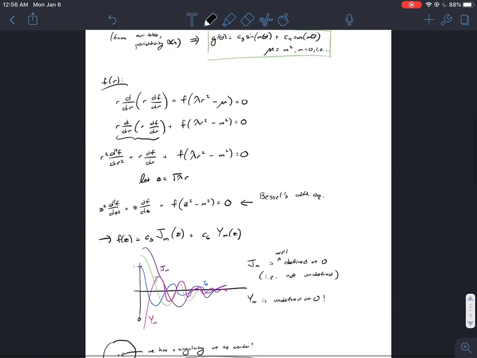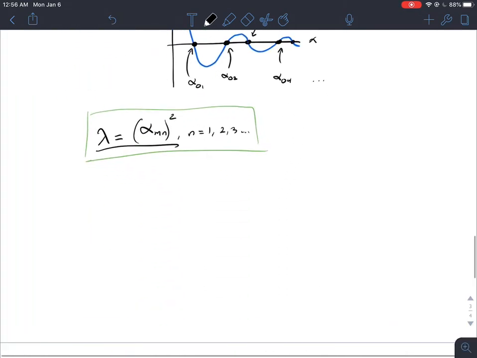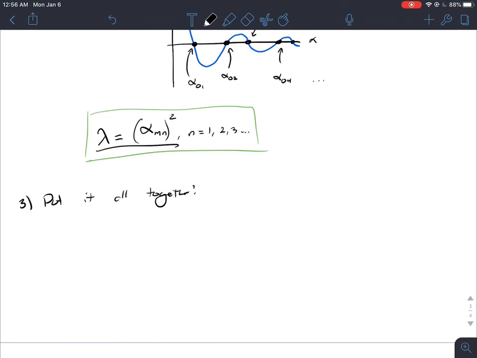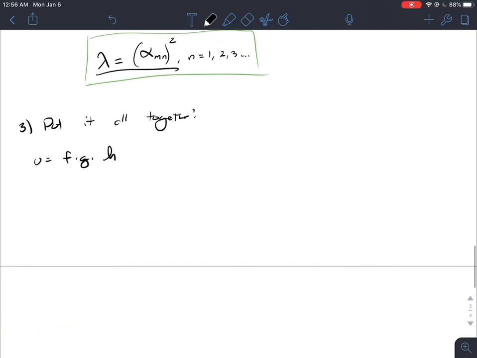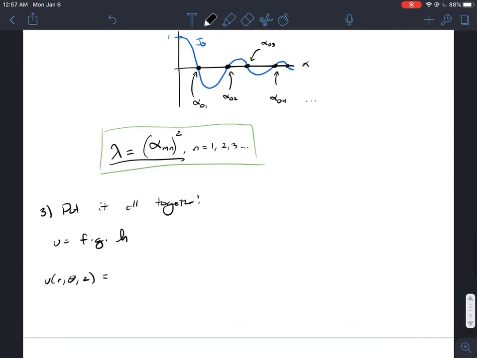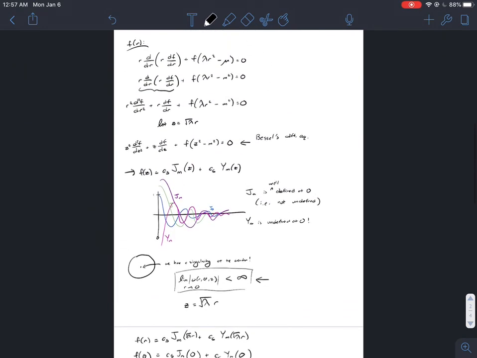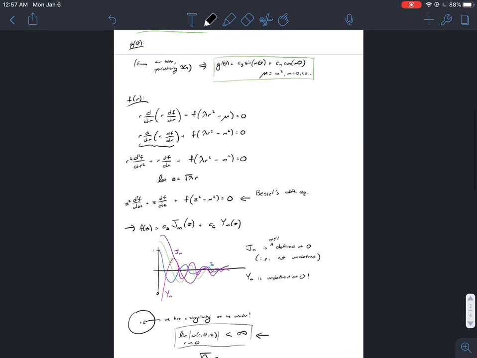So now that we've found f of r, we found h of z, and we found g of theta, we can proceed to step 3. Just put it all together. Remember that u is equal to the product of f times g times h. And let's first take a look at the lambda equals 0 case. But since lambda isn't equal to 0, we don't really need to worry about that too much.